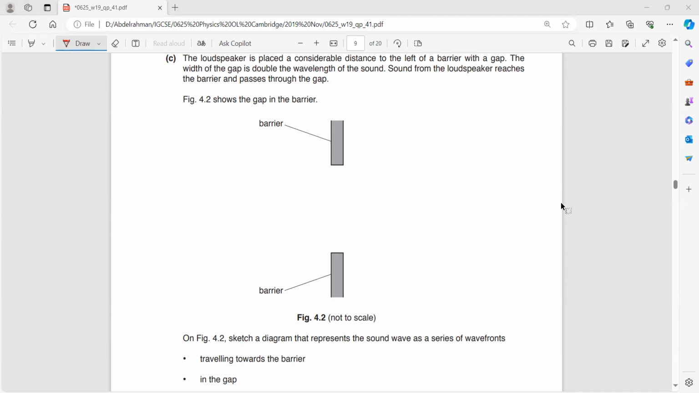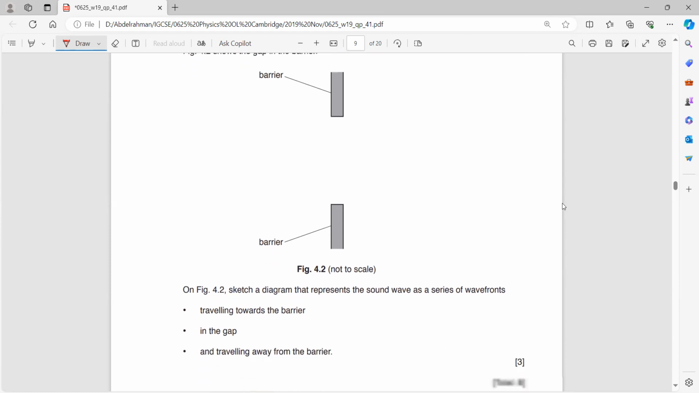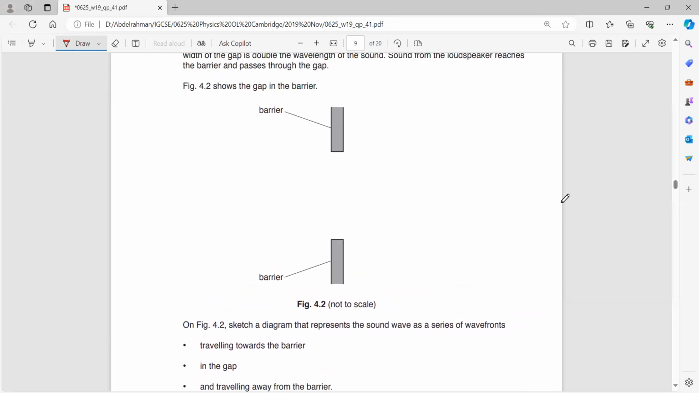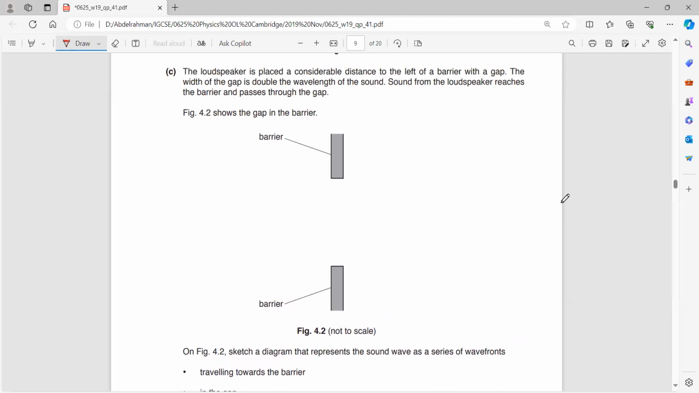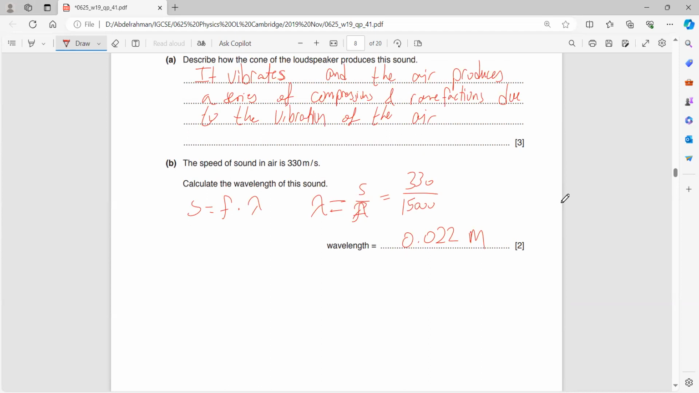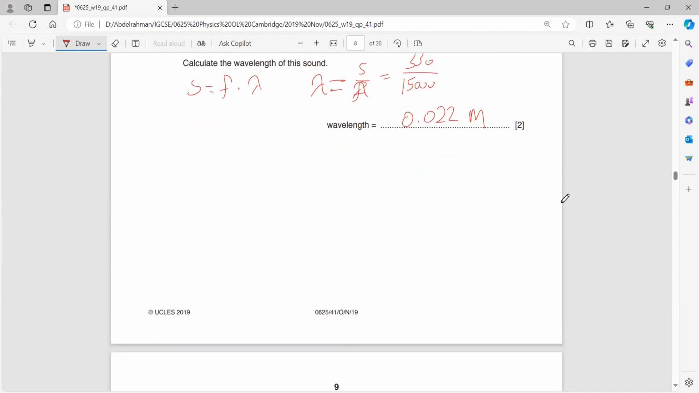Now here, the waves used by the loudspeaker should pass through this barrier. Sketch a diagram that represents the sound wave as a series of wave fronts traveling towards the barrier, in the gap and away from the barrier. Now, as these sound waves travel through the barrier, first of all, the sound produced by the speaker has a wavelength of 0.022 meters, right?